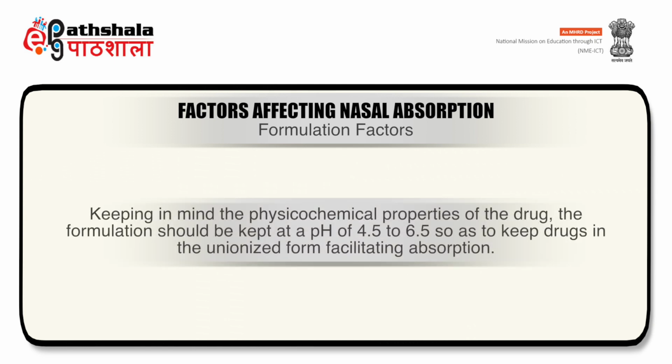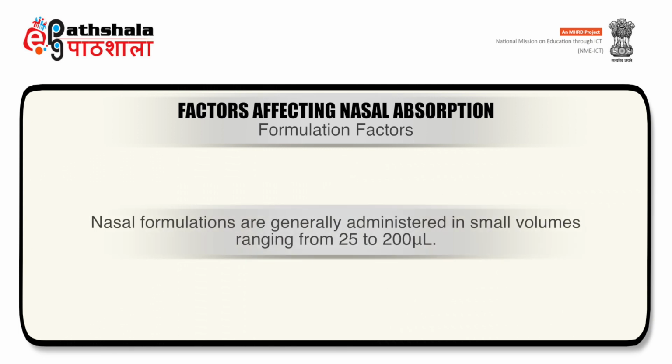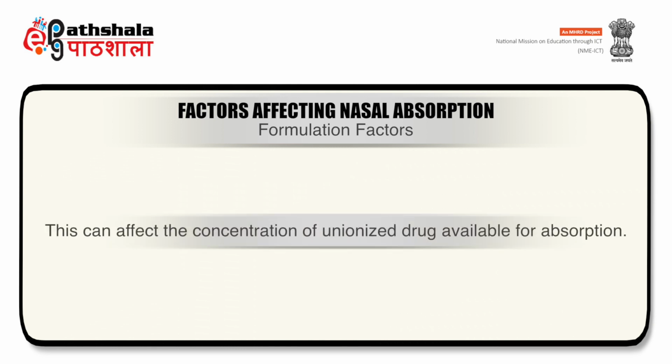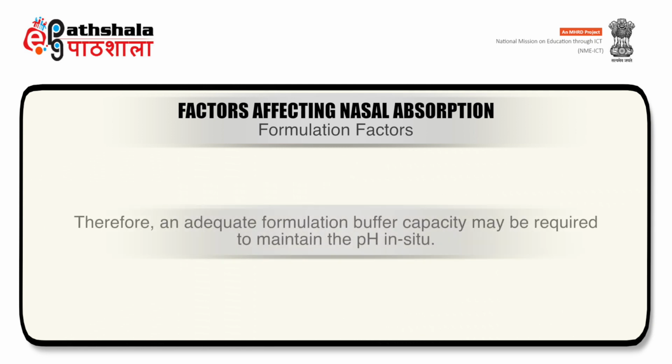Keeping in mind the physicochemical properties of the drug, the formulation should be kept at a pH of 4.5 to 6.5 so as to keep drugs in the unionized form, facilitating absorption. Nasal formulations are generally administered in small volumes ranging from 25 to 200 microliters. Hence, nasal secretions may alter the pH of the administered dose. This can affect the concentration of unionized drug available for absorption. Therefore, an adequate formulation buffer capacity may be required to maintain the pH in situ.